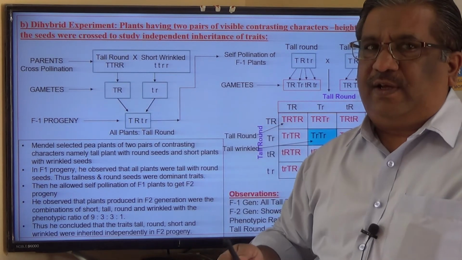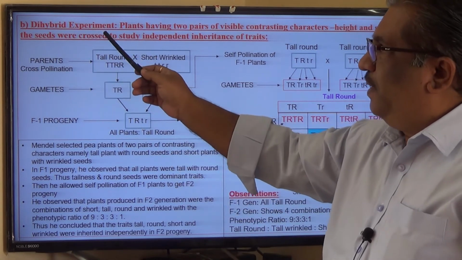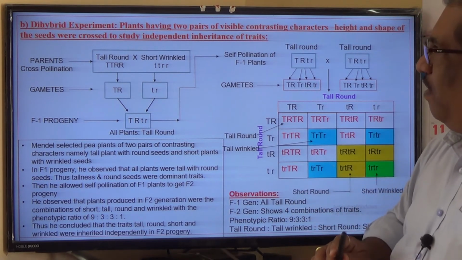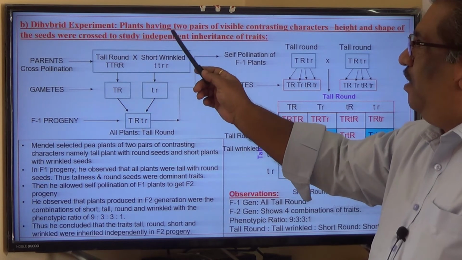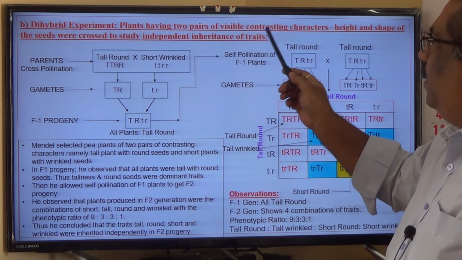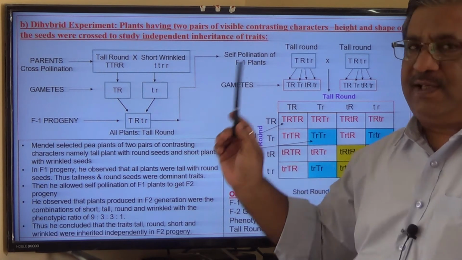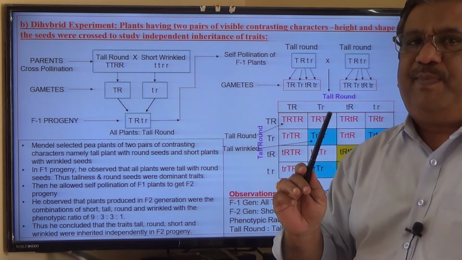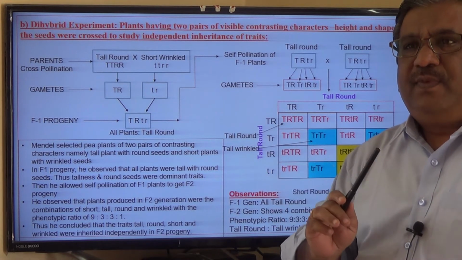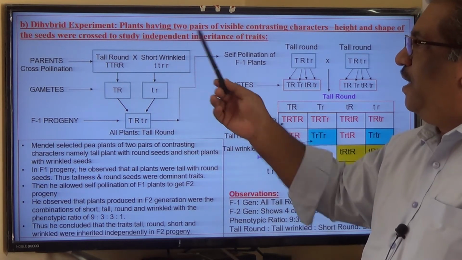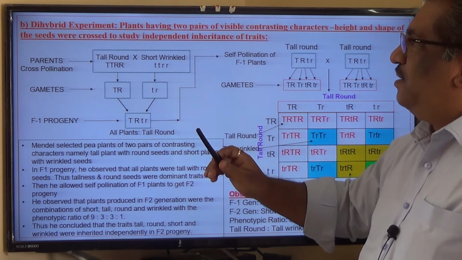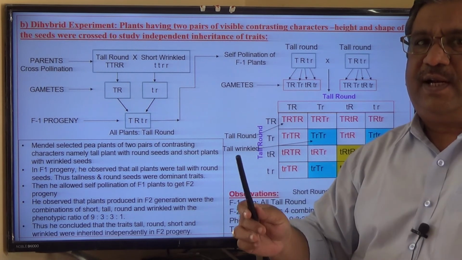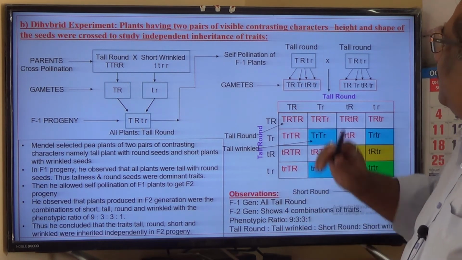Hybridization means crossing. So in the dihybrid experiment, Mendel carried out such an experiment where it involved plants having two pairs of visible contrasting characters, two pairs basically. What is that we learnt in monohybrid experiment? Only one pair of contrasting characters were studied. And here in the dihybrid experiment, Mendel studied the plants having two pairs of visible but contrasting characteristics or characters.